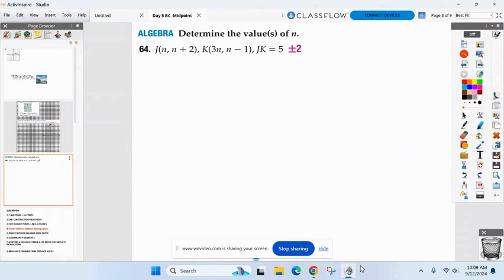Okay, here we go. 64 from the homework, very similar to the one I gave you yesterday. We're looking for the value of n. I told you JK was 5, so we plug that in for the distance on the left side of the formula. So the distance is 5.